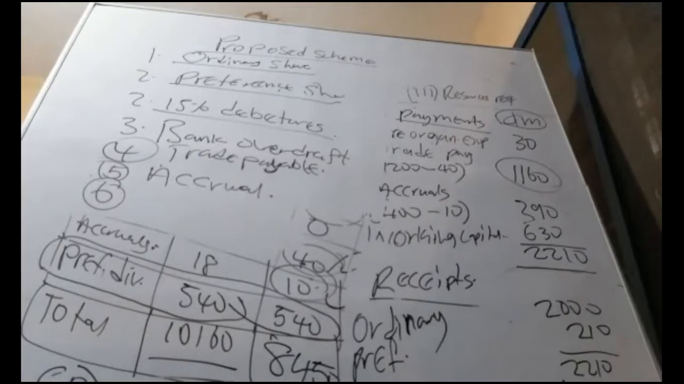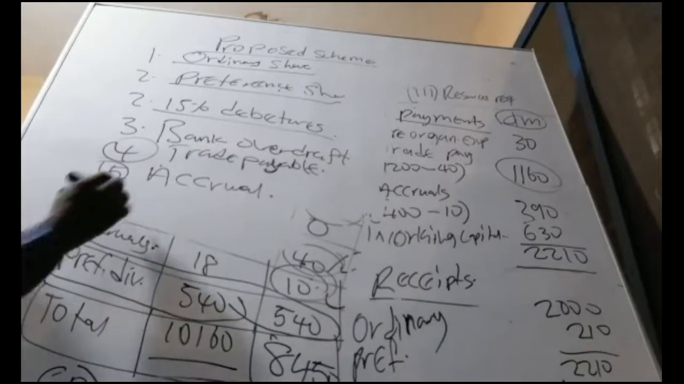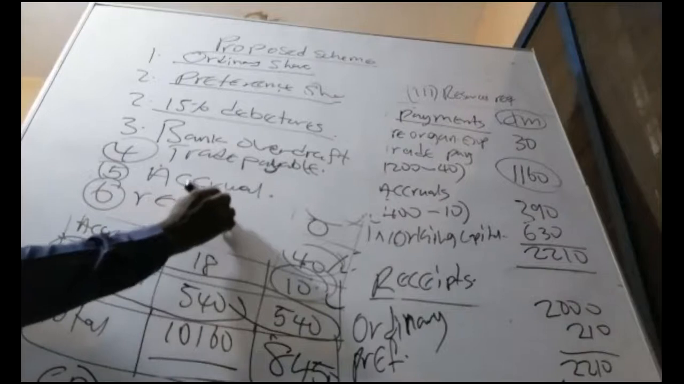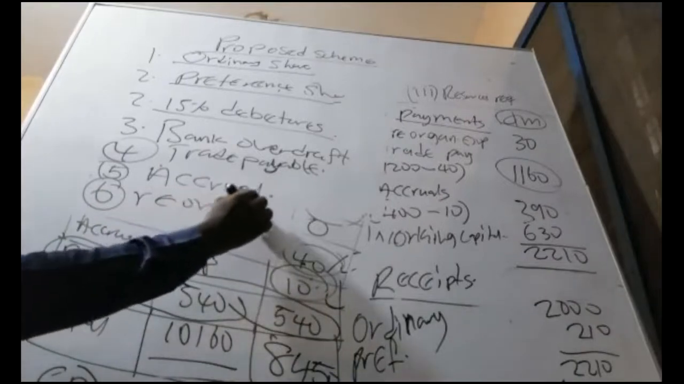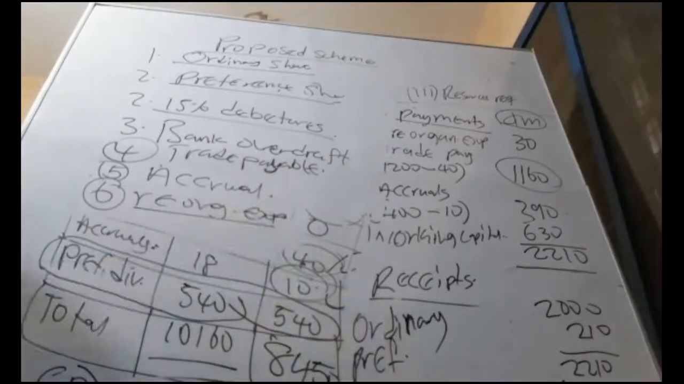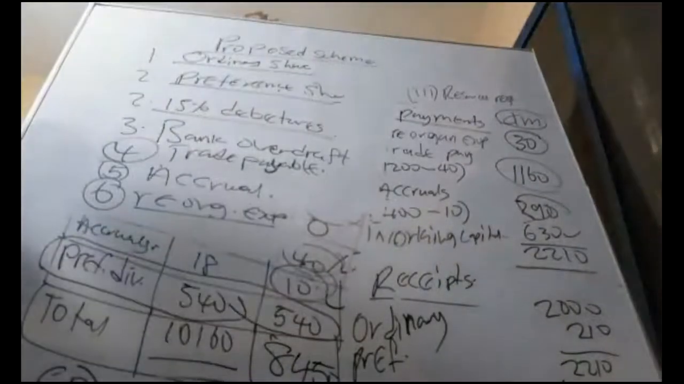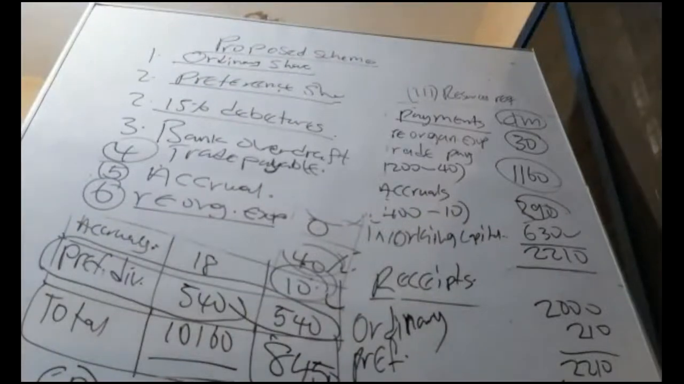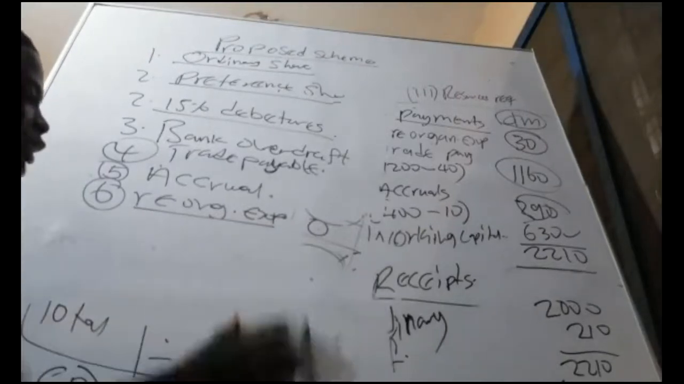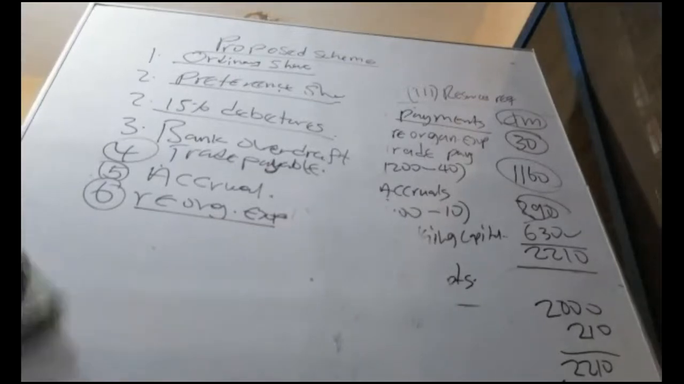The sixth one will be reorganization cost or expenses. Reorganization expenses will amount to 30 million. Then you are finishing. Good. So reorganization expenses. Seven, assets.